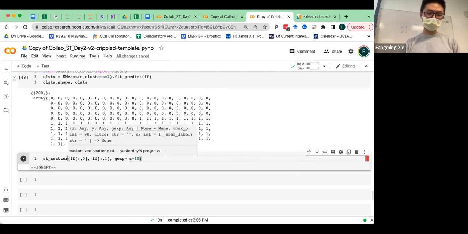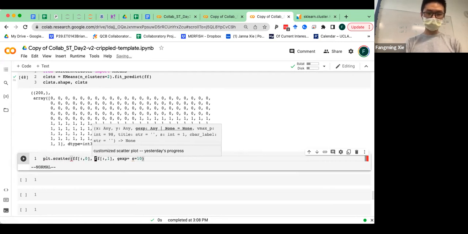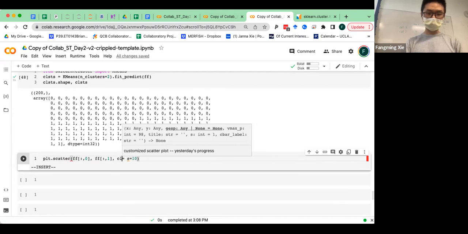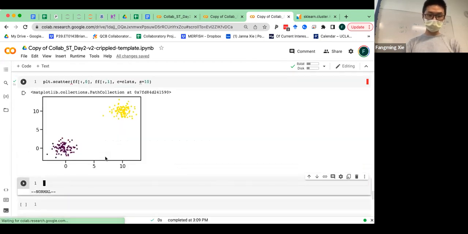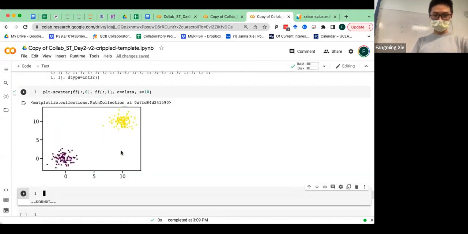Actually, let's do something simpler. So yesterday we did plt.scatter, so we can apply this with C equals our clusters. Okay, so now you see two clouds actually have 2 different colors, each representing the cluster label of their cluster, and they seem to be doing its job correctly.